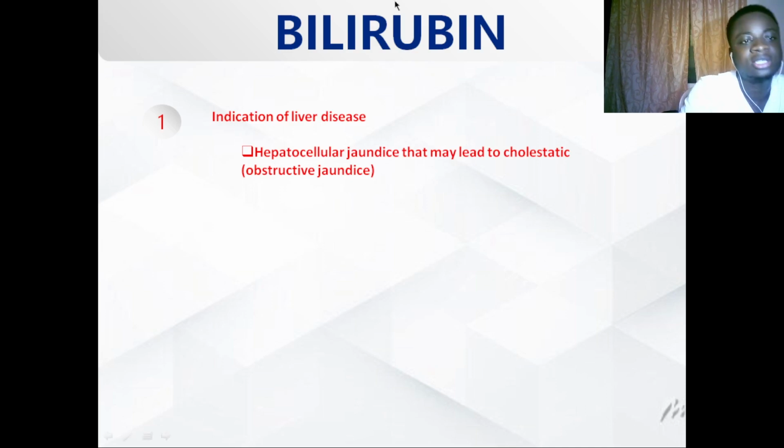So here my concern is, remember always that bilirubin in urine is an indication of liver disease, which can be hepatocellular jaundice, which can lead to biliary cholestasis, obstructive jaundice. Very important.